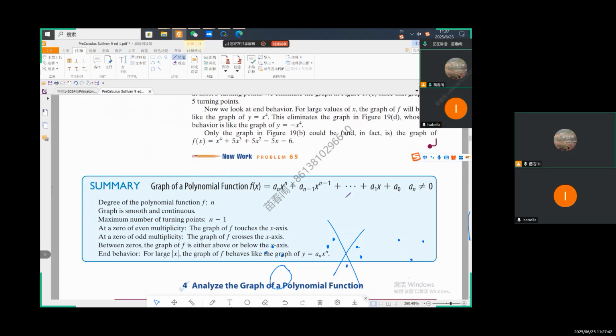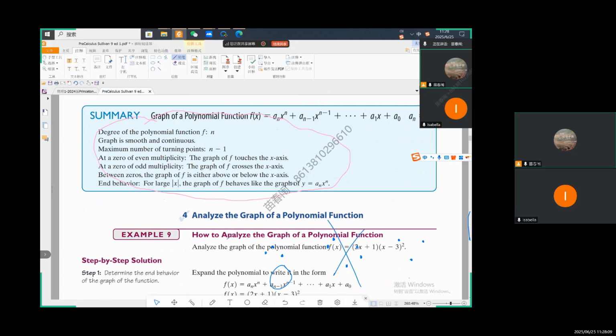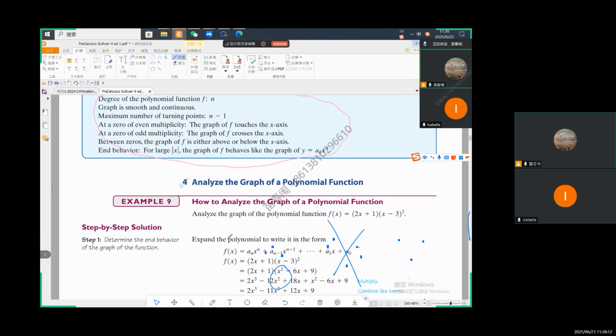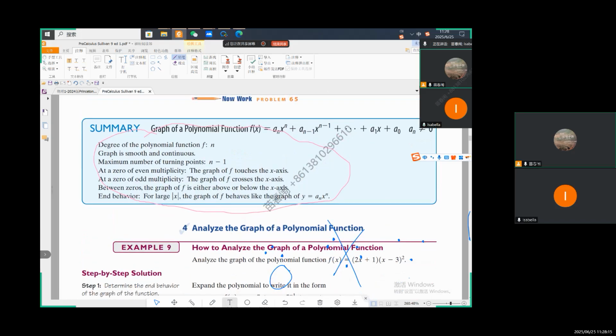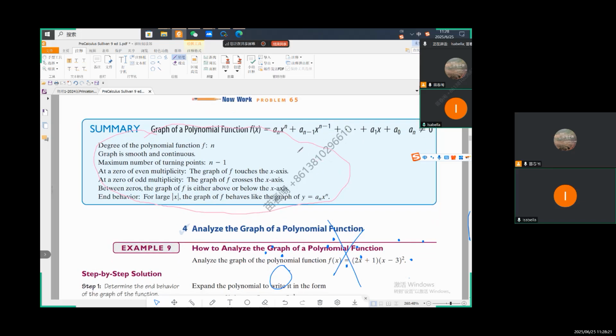To summarize everything about graphing a polynomial function is this. So you have no problem with all this, right? This is what we just did in the last 30 minutes. I'm going to move on. How about we can still use this? Oh yeah, I think we've already kind of done that. Let me write down the summary though.